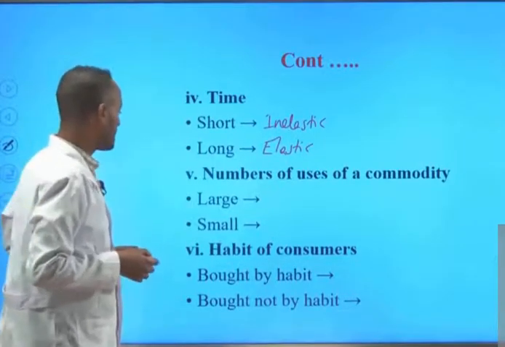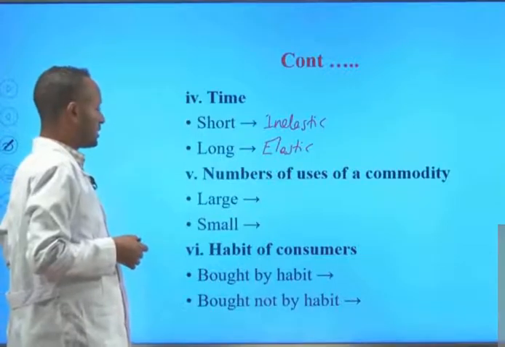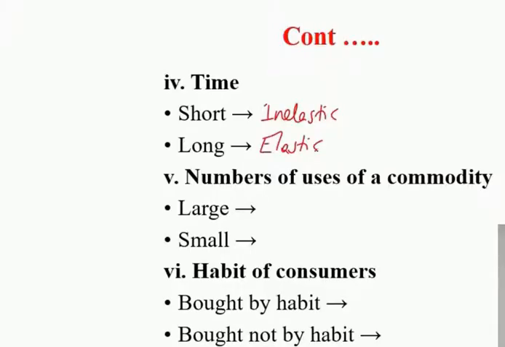The number of uses of a commodity is another determinant. If the product has a large number of uses, then we will be more elastic, because we can reduce the number of uses of the commodity. But if it has a small number of uses, then the demand for a commodity tends to be more inelastic.